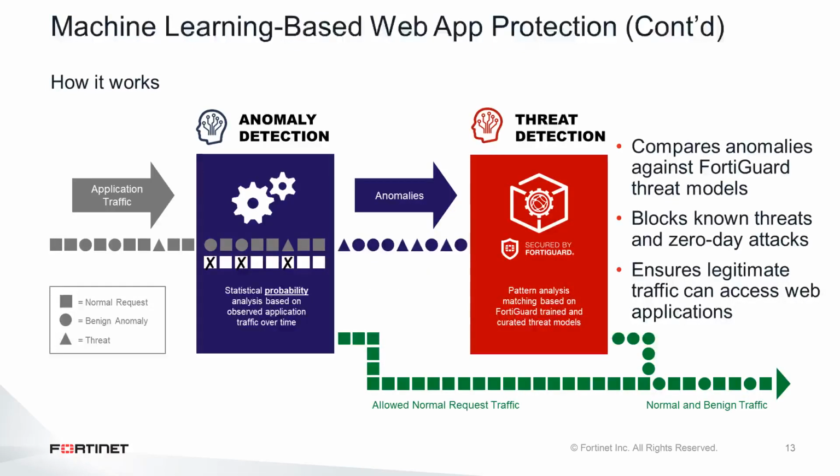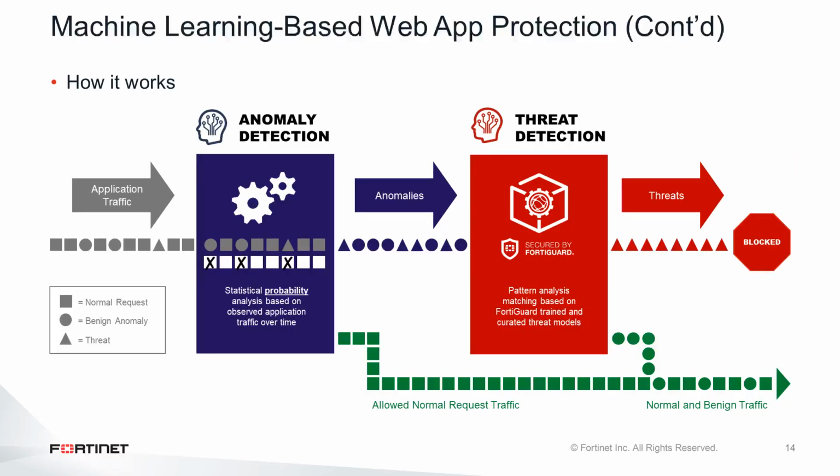In the first layer of the machine learning process, FortiWeb compares anomalies against FortiGuard threat models. All traffic that matches malicious signatures is blocked, and other anomalies are sent to Layer 2 for threat detection. This allows FortiWeb to block known threats and zero-day attacks while ensuring that legitimate traffic can access web applications.